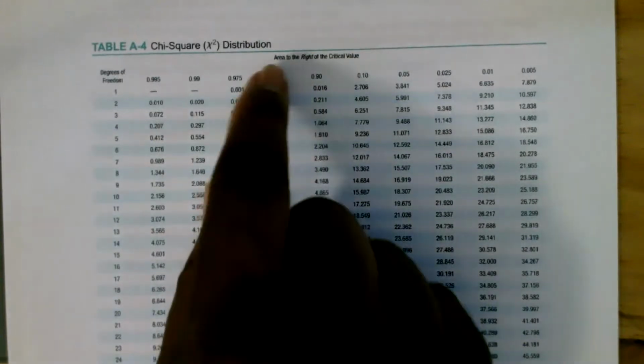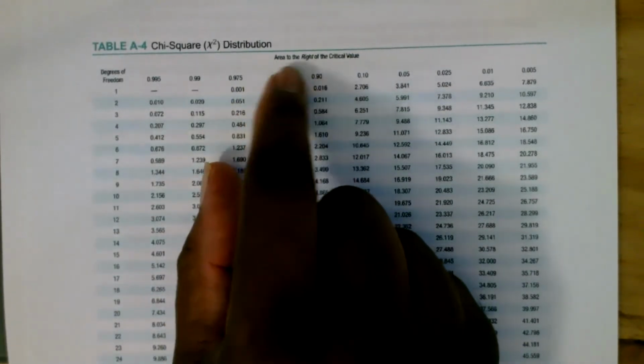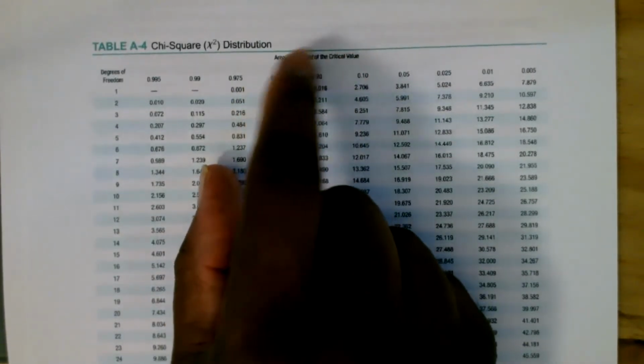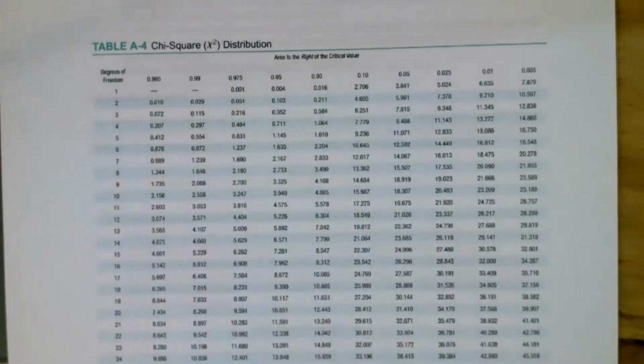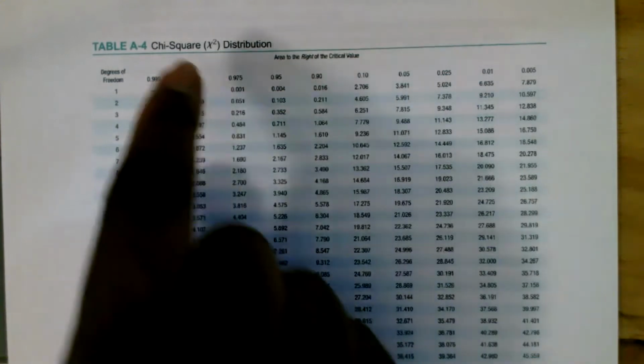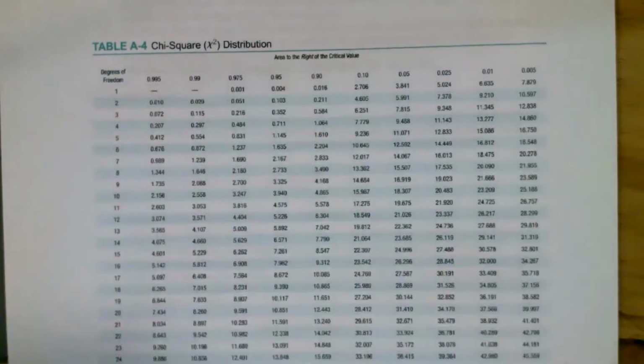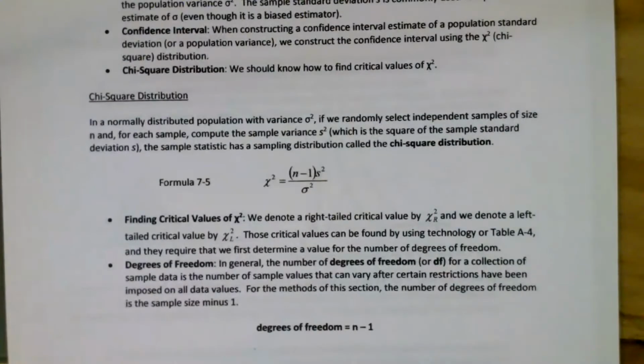And it does mention something at the very top that is very important that you need to know, that it's going to be the area to the right of the critical value. Okay. Now, in table A-2, when we were dealing with the standard normal distribution, we were dealing with the cumulative area on the left. Table A-4, which is your chi-square distribution, deals with the area to the right of the critical value. That's very important.